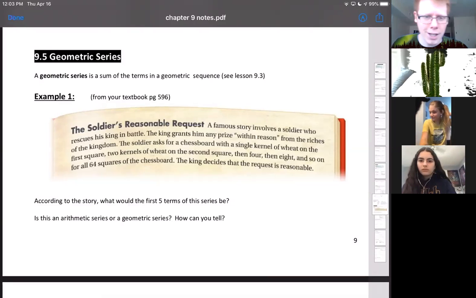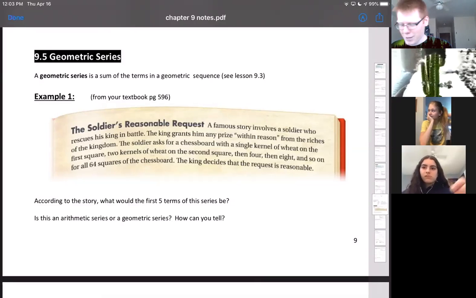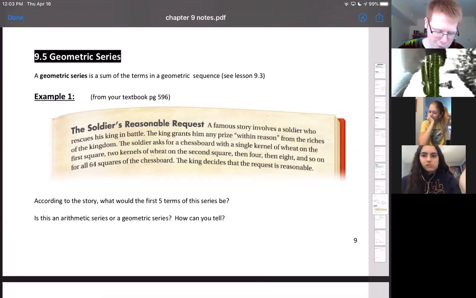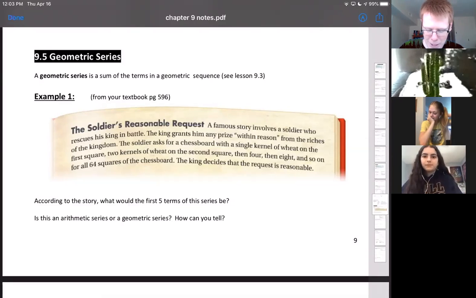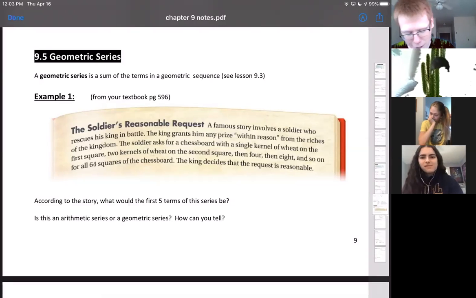So getting started, this first example says: the soldier's reasonable request. A famous story involves a soldier who rescues his king in battle. The king grants him any prize within reason from the riches of the kingdom. The soldier asks for a chessboard with a single kernel of wheat on the first square, 2 kernels of wheat on the second square, then 4, then 8, and so on for all 64 squares of the chessboard. The king decides that the request is reasonable. Let's see how reasonable it actually is.